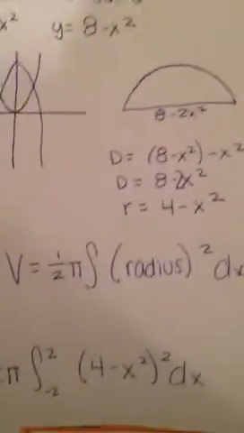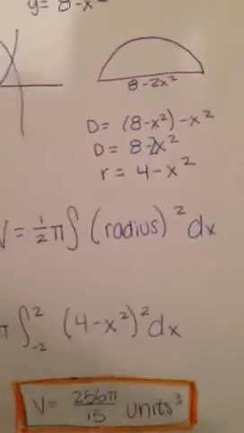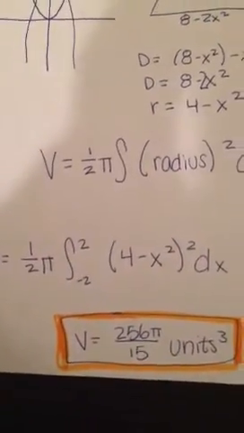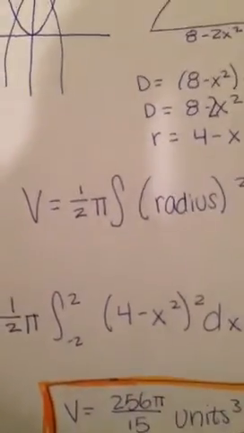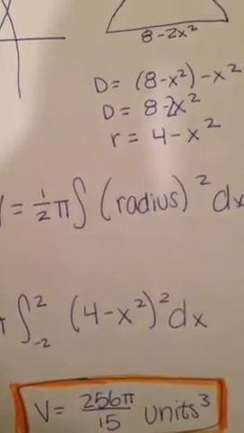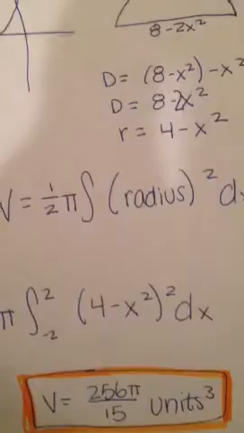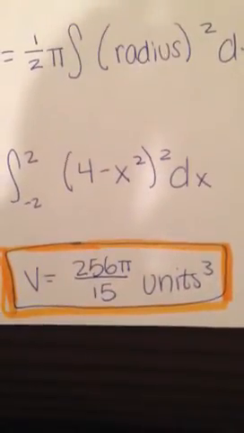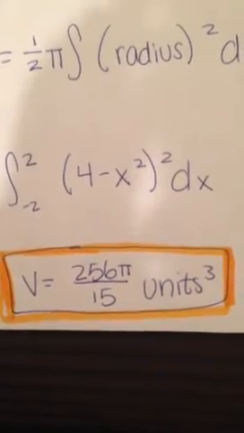Now, the equation to find the volume is half pi times the integral of the radius squared dx. I plugged it in, again using the same limits of integration, and I have half pi of the integral from negative 2 to 2 of (4 minus x squared) squared dx, which gave me a final answer of the volume of 256 pi over 15 units cubed.